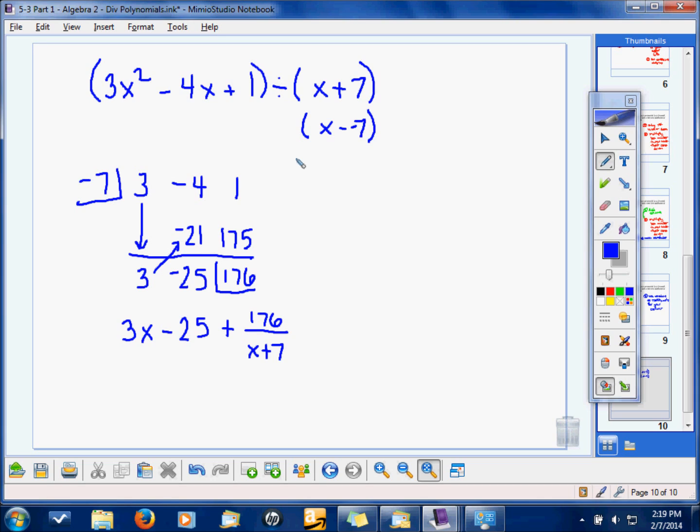Okay? So you got it. Wait, hold on. Can you explain that? Yeah, whatever number's here has to go over the divisor. Okay, and that's your leftover piece.